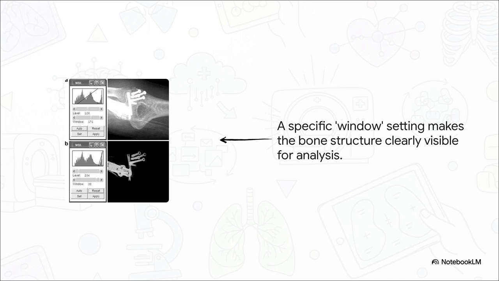Let's see it in action. Here's an X-ray of an elbow after surgery. With this particular window and level setting, we're looking at the slice of data that corresponds to bone. The bone structure is beautifully clear, and a doctor can assess how it's healing.